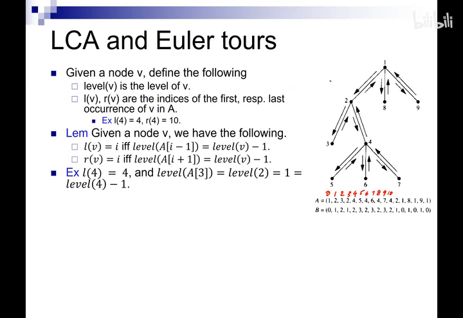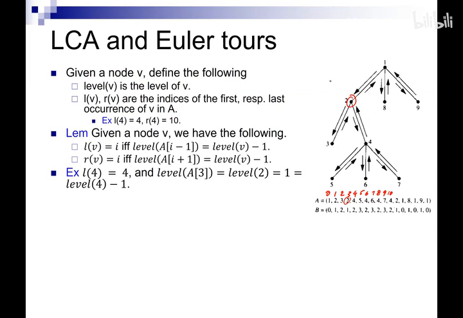Okay, so let's do some examples for this. We know that L of 4 is equal to 4. So then by this lemma, if we look at the level of A3, A3 here is going to be this node 2 over here. This node 2 should have a level which is 1 less than the level of 4 itself. And indeed, this node 2 here is at depth 1, whereas node 4 is at depth 2. So the level of 2 is indeed 1 less than the level of 4.